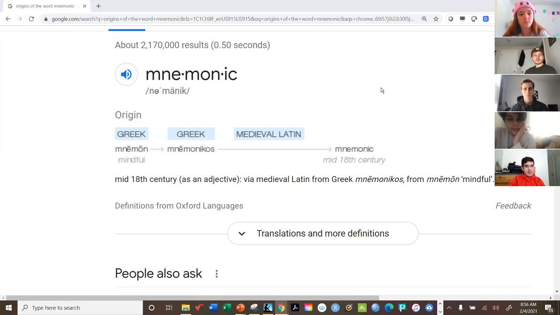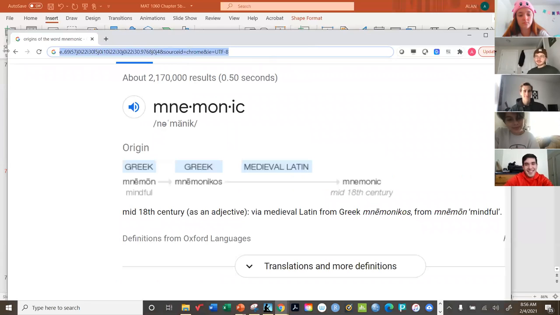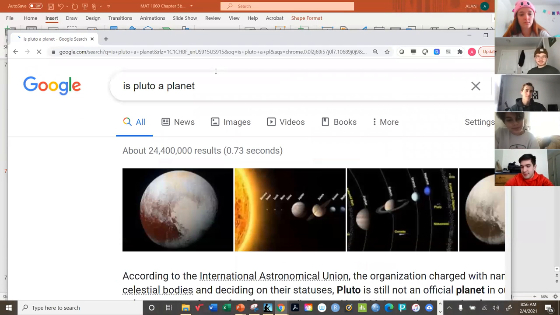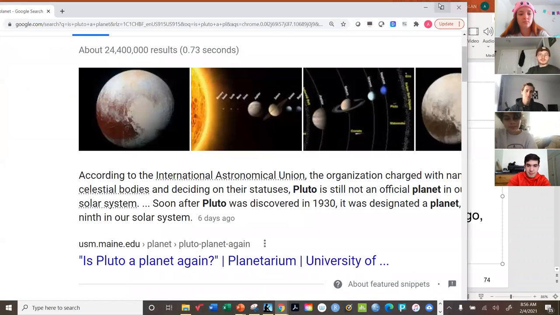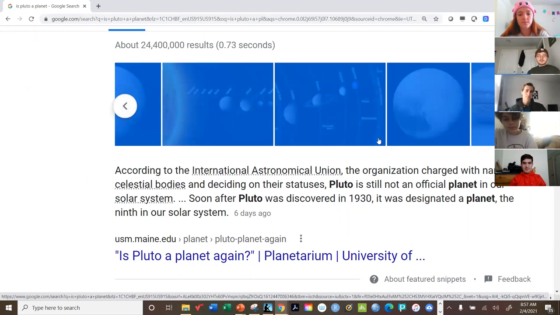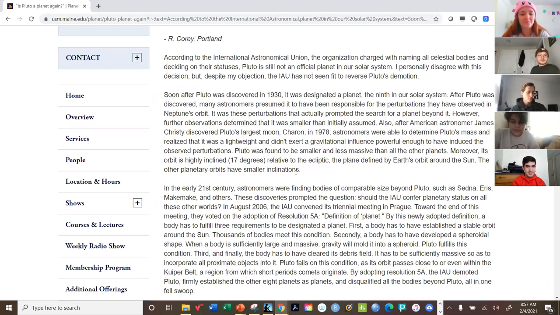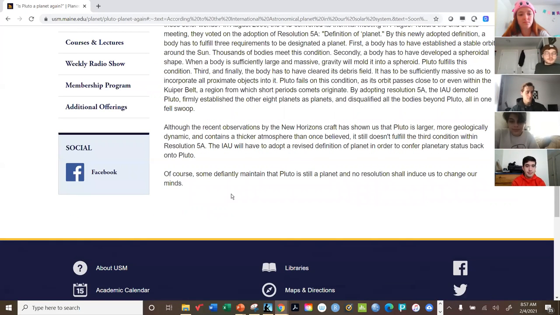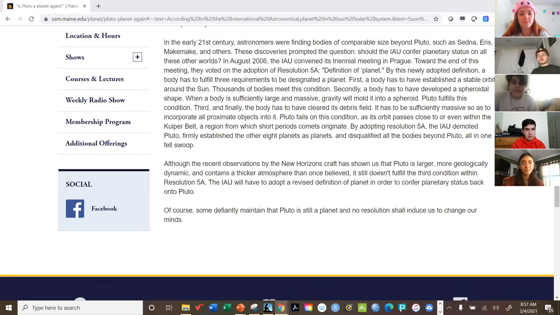Did you know that Pluto's back in the club? So remember a while back, were you upset when they decided that Pluto was not a planet anymore? Were you not sad and depressed for poor Pluto? Oh, maybe you were too young to care about it, but according to the International Astronomical Union, the organization charged with naming all celestial bodies and deciding on their statuses. Oh, wait a minute. Pluto is still not an official planet. Oh, come on. I don't think these guys know what they're doing. All right. Well, whatever. I guess it's still up in the air. Poor Pluto.